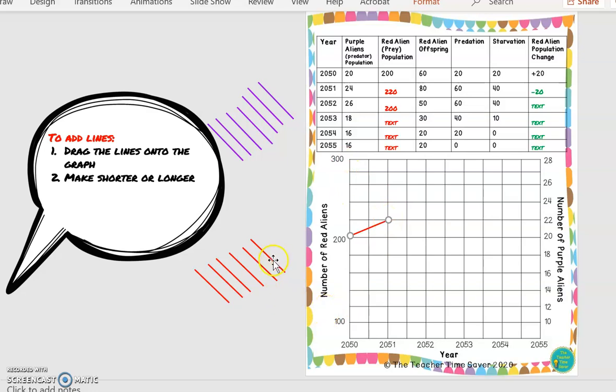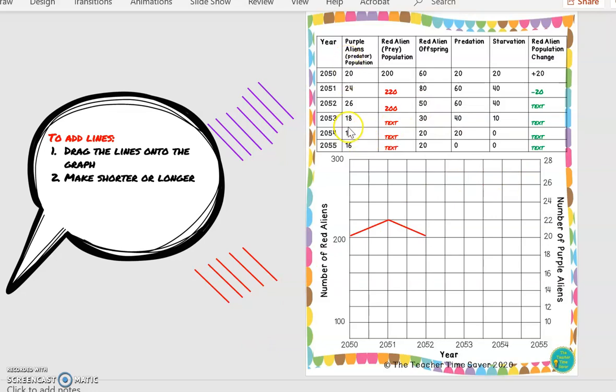To do the next plot, I would grab another line, drag it over to where my last plot went. And then I'm going to have 200 in this year. So 200 in 2052. Here's 2052. I go up to 200 and I drop my line. Okay, and so you would just continue your graph on like that.